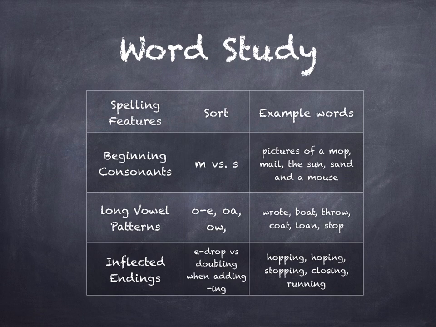This word study chart provides examples of different word sorts that could be used to teach different features. In order to teach beginning consonants, an M versus S sort is one way to start. With this sort, you would use pictures instead of words, and include pictures of M and S words such as mop, mail, sun, sand, and mouse. For long vowel pattern spelling features, you could do an O sort with O consonant E, OA, and OW. For more advanced students who need to work on inflected endings, an E drop versus doubling sort when adding ing could be used.